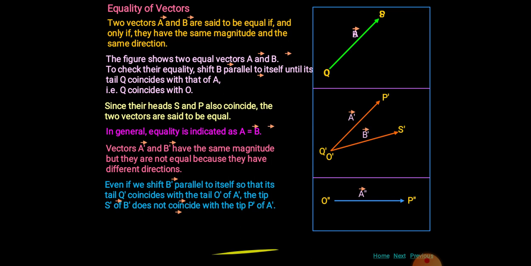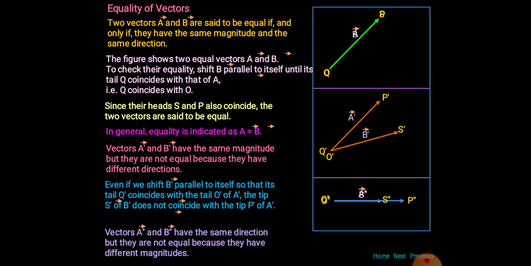Now try to understand with the help of example 3. Here we have taken A double dash and B double dash. These are the two vectors. If you observe carefully, they are not equal vectors. Why? Because if you see their magnitude, it is different. They have the same direction but their magnitude is different. They are not coinciding here. So vectors A double dash and B double dash are not equal vectors.